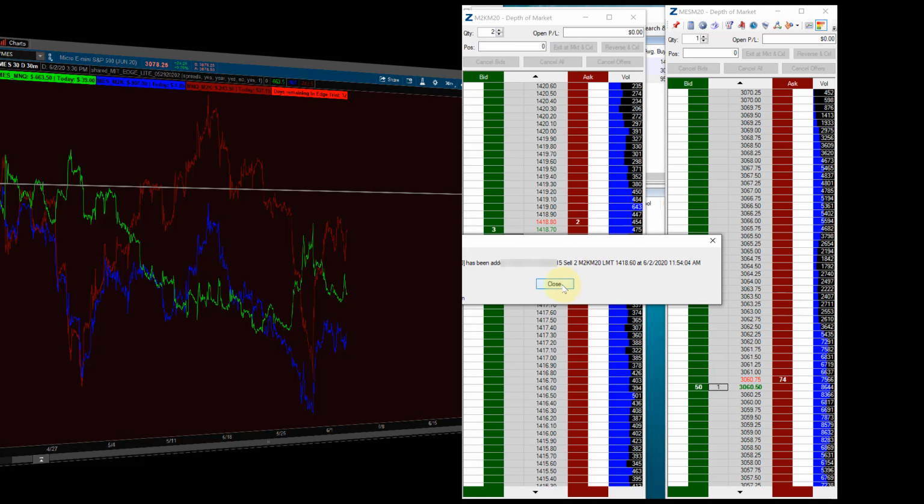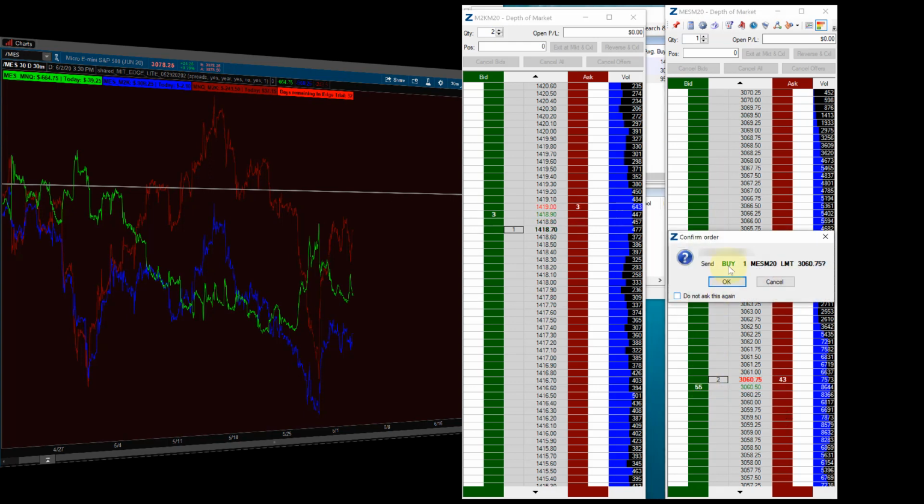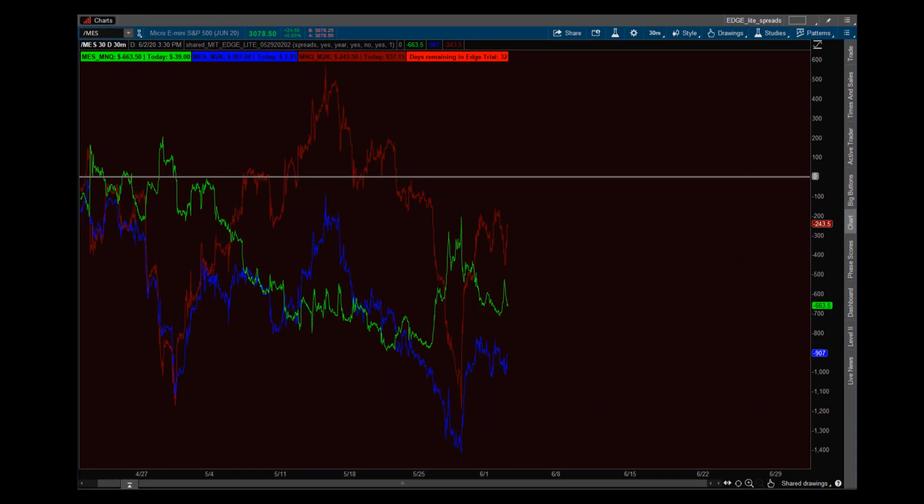Offering 2 Russell. Filled. Now I have to go get my S&P, buying one. Buying one, fill, done. That's it, guys. That's how you put on a spread. You don't need a spreader. Keep it simple. Find a value that you're comfortable with. Get the trade on, and then patiently wait.